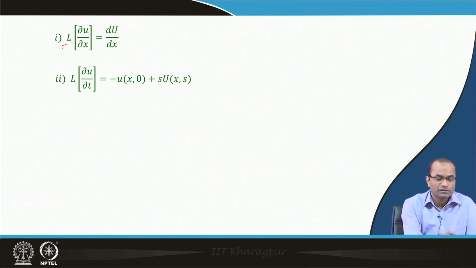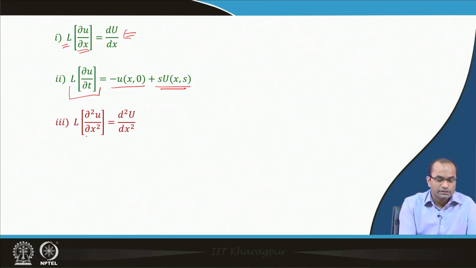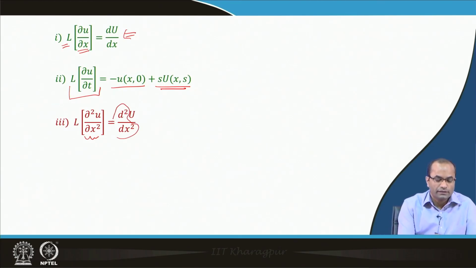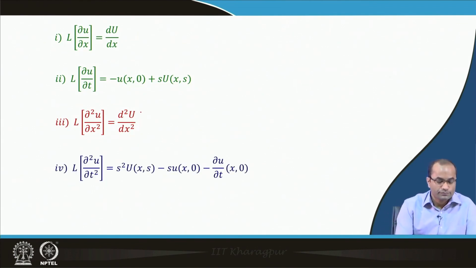So, we have these two rules. Whenever we apply the Laplace transform to ∂u/∂x, we will have dU/dx there, and when we apply the Laplace transform to ∂u/∂t, in that case we have minus u(x,0) plus s U. This is the derivative theorem. For instance, we have the double derivative with respect to x. That is not going to be affected, we will remain with the derivative, and u will be transformed to big U as its Laplace transform.